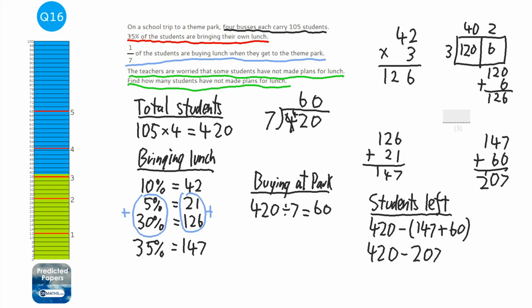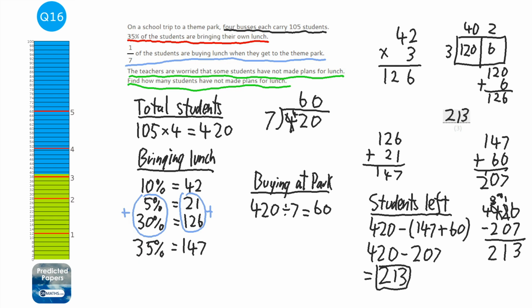And finally we need to work that out. So 420 take away 207. So you can't do 0 take away 7, so we nick 1 there. 10 take away 7 is 3. We need to nick 1 there as well. So 11 take away 0. Oh no, I don't need to nick 1 there, do I? So we've just got 1, so that's 1. 4 take away 2 is 2. So the answer is 213.